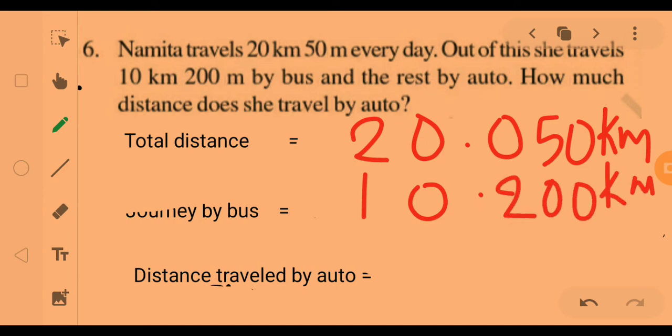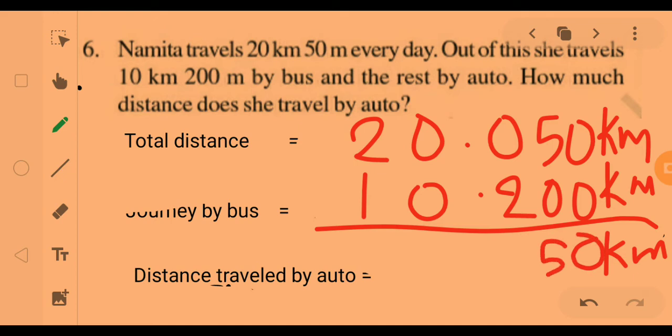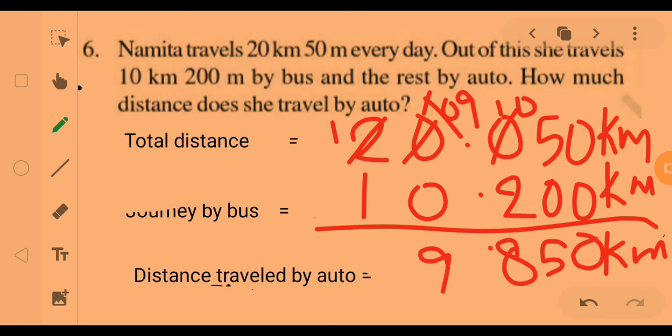Then we subtract the journey by bus from the total distance, so that we get the distance traveled by auto. So let us subtract. In the kilometer place, 0 here, 5, we have to borrow, this place becomes 10. From this 10 again 1 borrowed, 9, here 10 comes. So 2 to 10, 8, decimal point, 9, then 0 will come here. So the distance she traveled by auto is 9.850. That is 9 kilometer 850 meter.